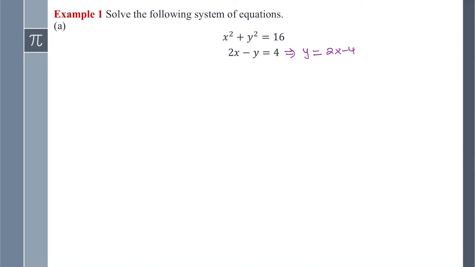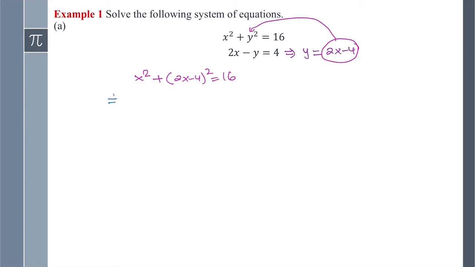Now I'll take this value, y equals 2x minus 4, and substitute that in place of y into the first equation. When I do that, I get x squared plus (2x minus 4) squared equals 16. Now we see that this equation has only x variables and no y variables, so we can solve for one variable easily.